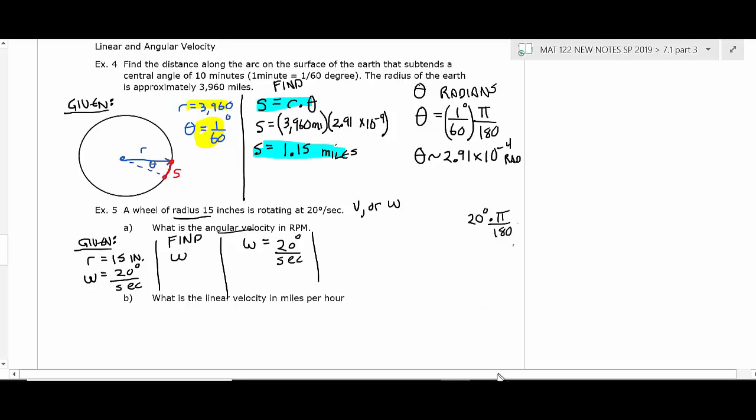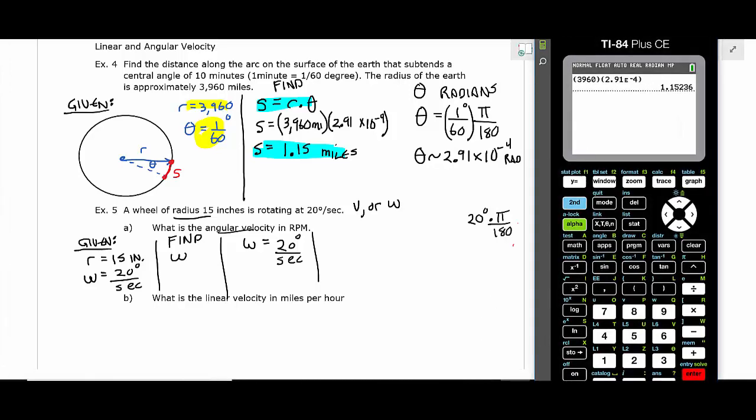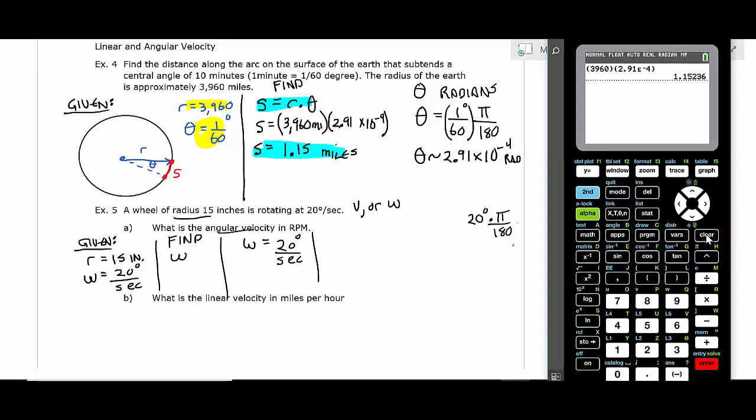Okay, and I'm just going to get a decimal on this. It's fine to do that. Use a lot of decimals. Use at least 4 or 5 decimals when you do that. So I'm going to go 20 pi and then divide by 180. Don't need parentheses on the denominator because it's just one number. Okay, so that's going to give about 0.3490658504. I recommend just writing all the decimals down and rounding at the very end.